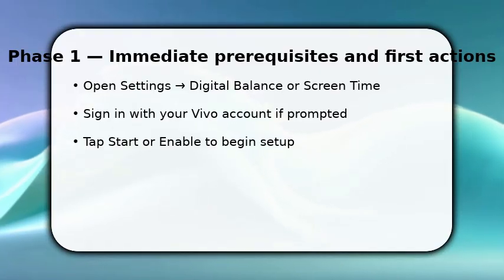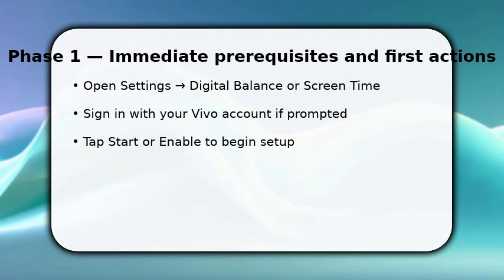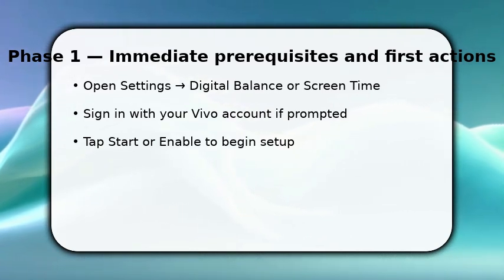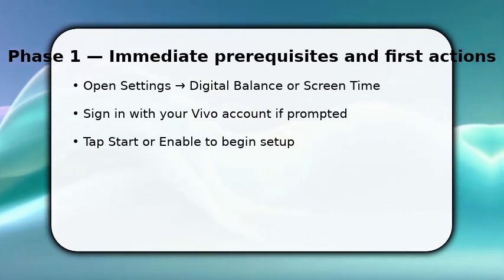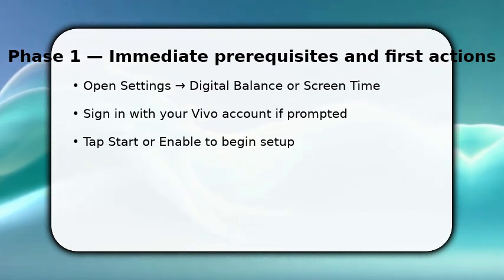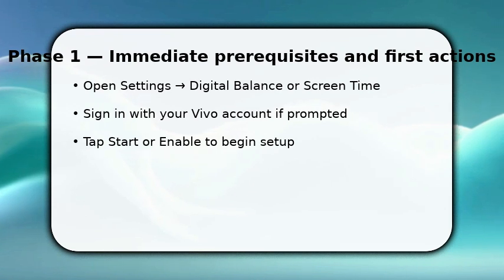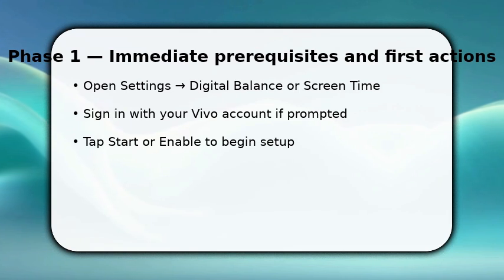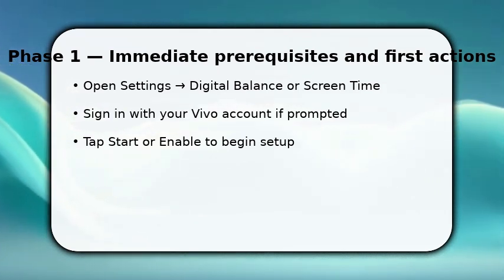You begin by opening settings and going straight to digital balance or screen time. This is where limits live. Tap Enable or Start and follow the prompts to give the feature permission to monitor usage. Once done, allow the required access to apps and notifications so limits can work accurately. Make sure you're using the phone owner account, otherwise some controls won't apply.